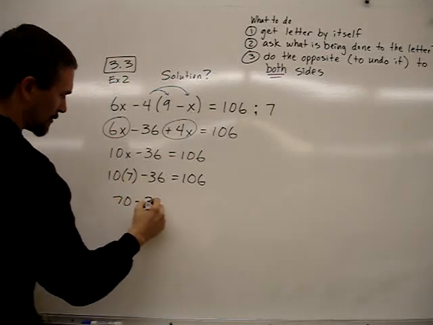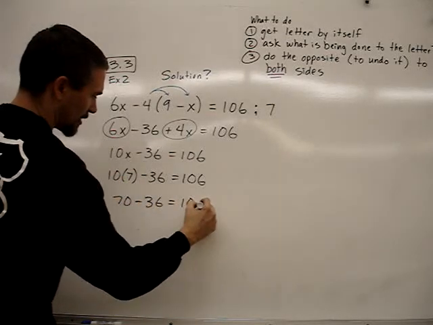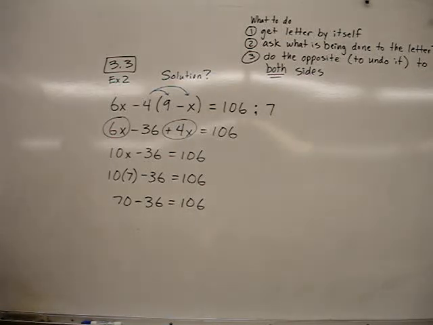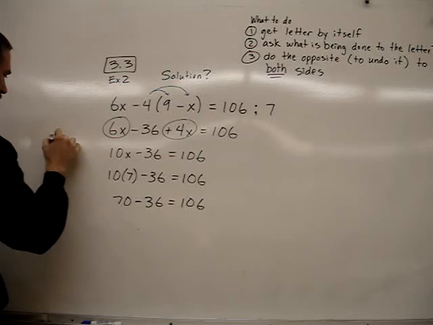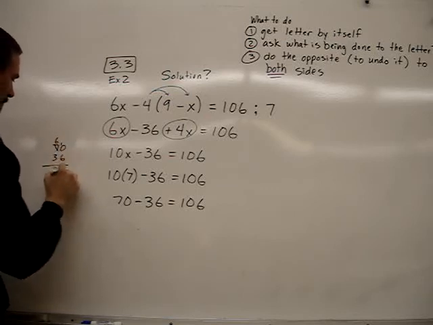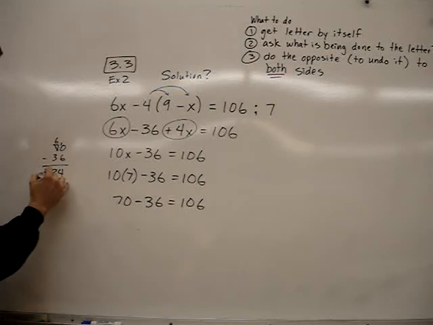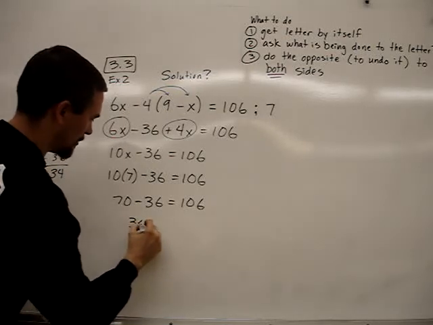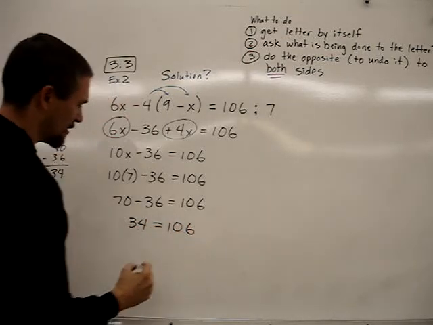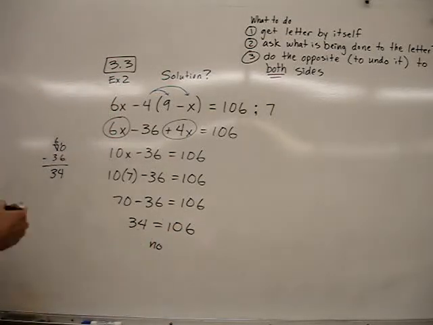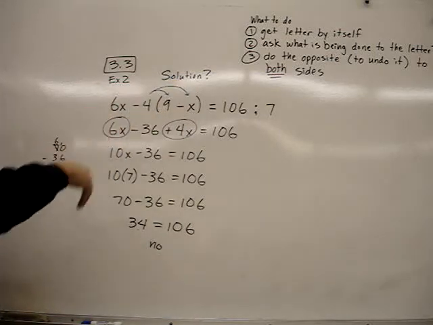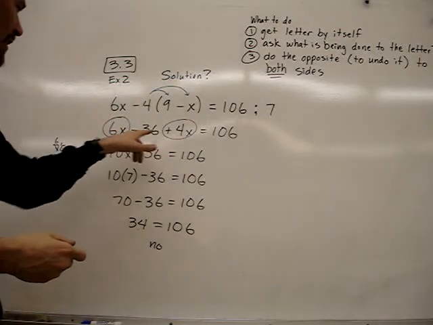70 minus 36 equals 106. 70 minus 36, what would that be? 34. So 34 equal to 106. No, it is not a solution because that's not a true statement. And so that's just another way to do this using the rules that we've talked about in class, distribution in this case, and then combining like terms.